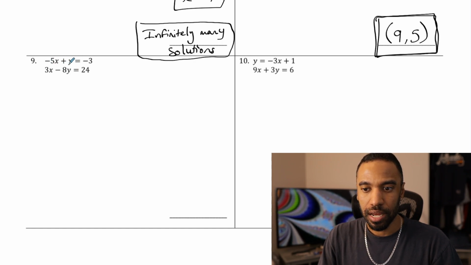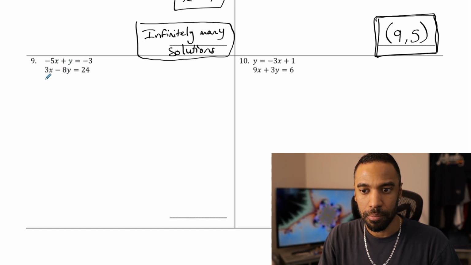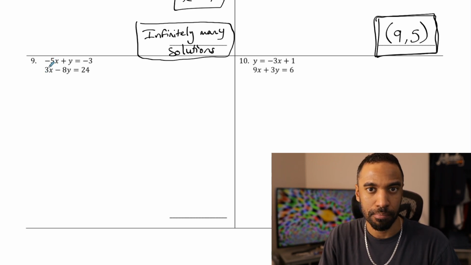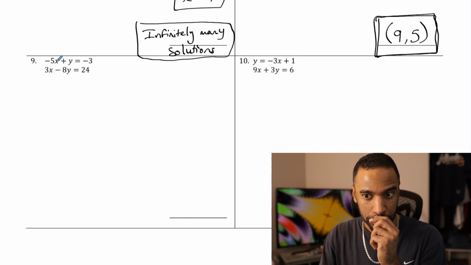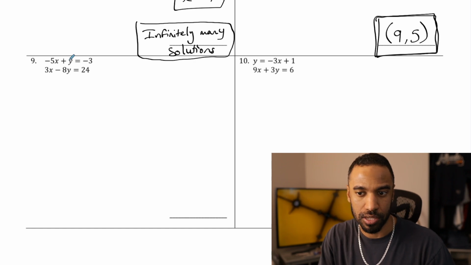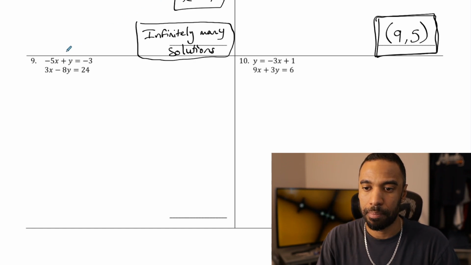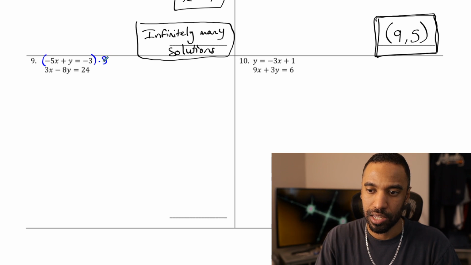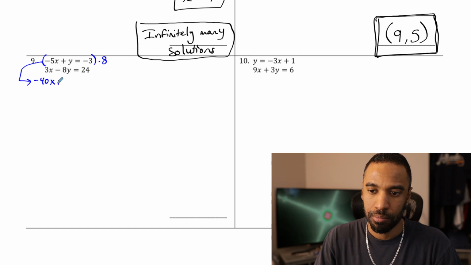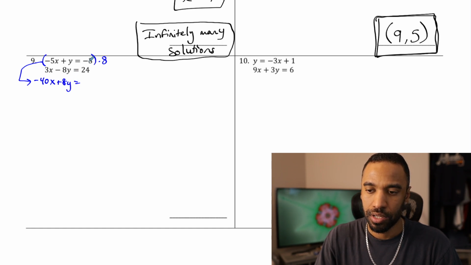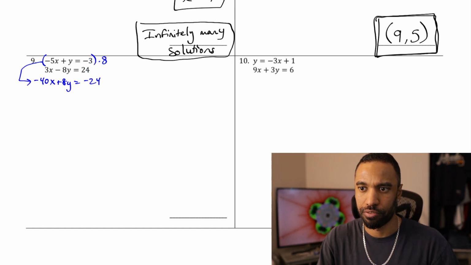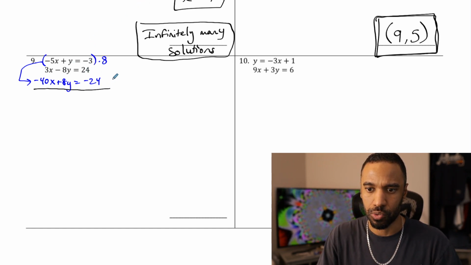It looks like, what can I multiply by where to eliminate what? I think eliminating x's would be harder. I can't multiply 3x by an integer to get positive 5x to eliminate those. But in the bottom equation, I can eliminate the y's if I make this a positive 8y. So if I multiply the whole top equation by 8, I can rewrite it down below as negative 40x plus 8y equals negative 24. So notice negative 24 and positive 24. This time the constants cancel, which is kind of interesting.